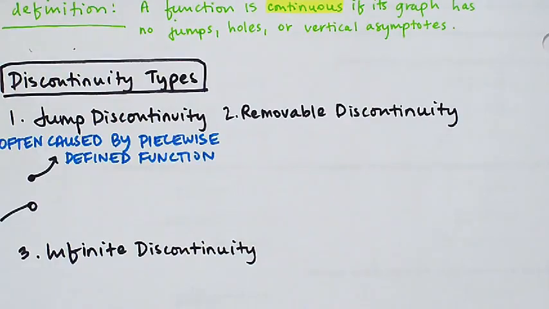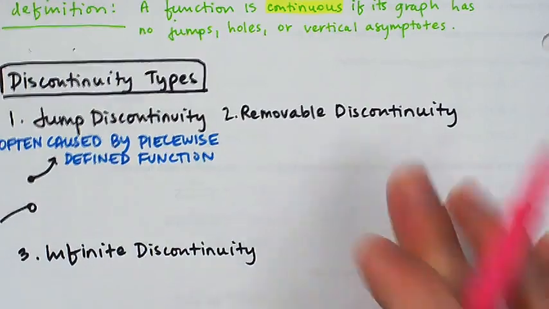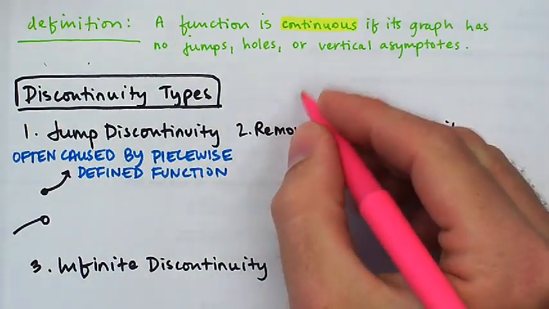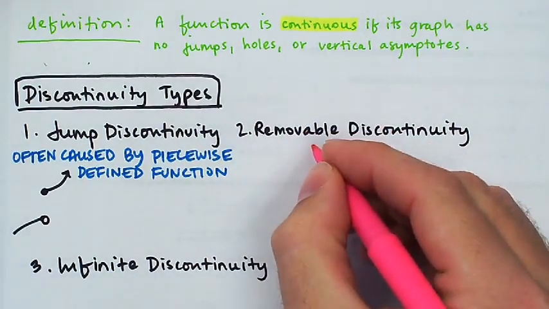Okay. A removable discontinuity, that's a hole in the graph. Okay. But I want you to know that terminology, mostly because I'm going to ask you a multiple choice question on the test that uses that terminology. Okay, so I'm going to say this is a hole in the graph.